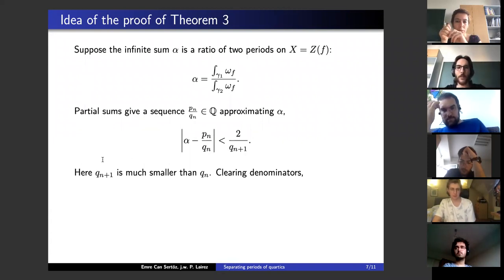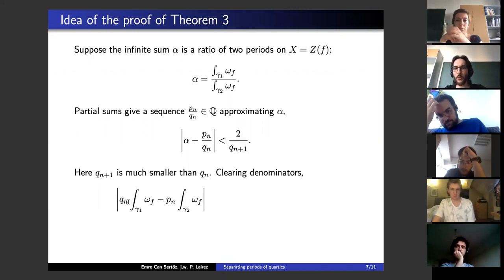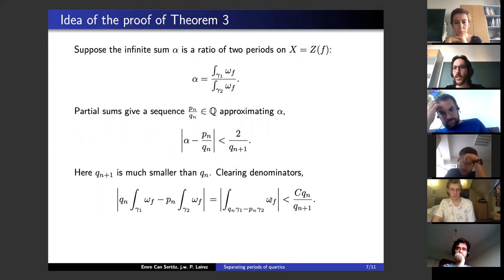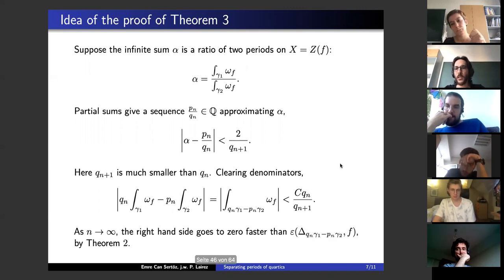And if I clear the denominators here, so I multiply by Qn and write it again. I also multiply by this integral at the bottom. So I have a single expression here. Or I can write it as the integral of omega over 1 integral cycle. Now that is bounded by some constant, this integral times 2 times Qn divided by Qn plus 1. So what's happening here is that as n goes to infinity, this ratio goes to 0 so quickly that it beats the rate at which epsilon goes to 0. So here, epsilon of this integral cycle that I'm using here.